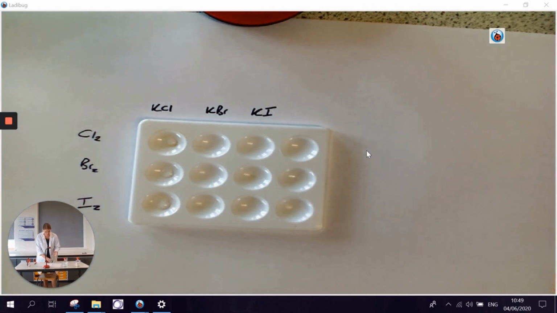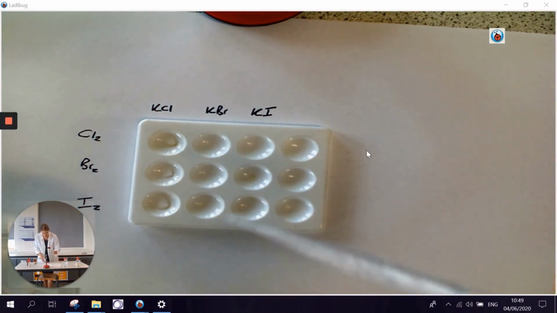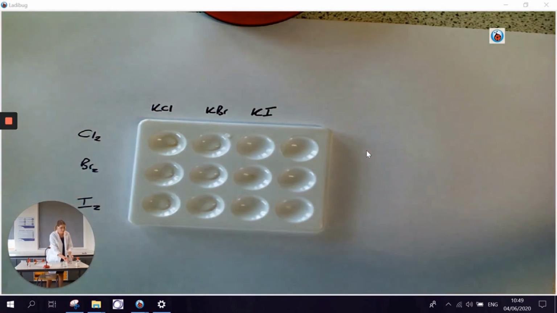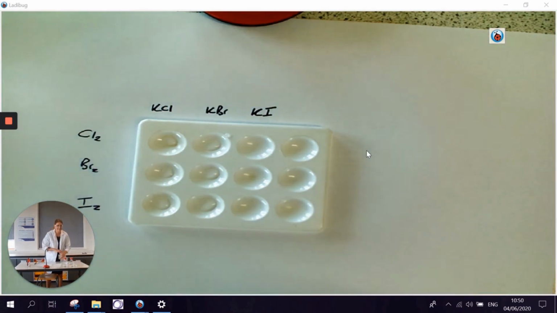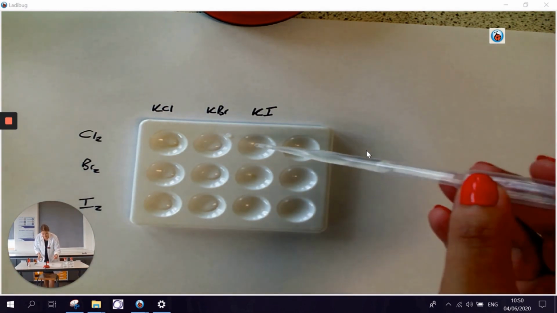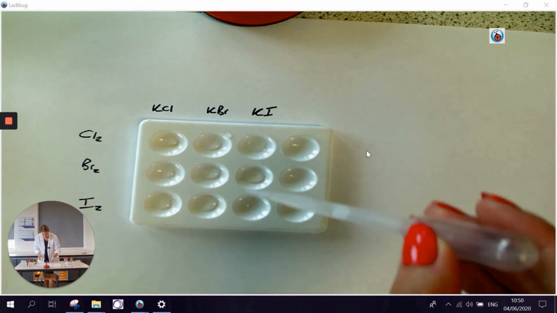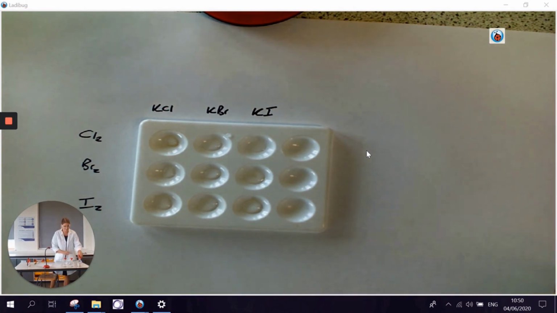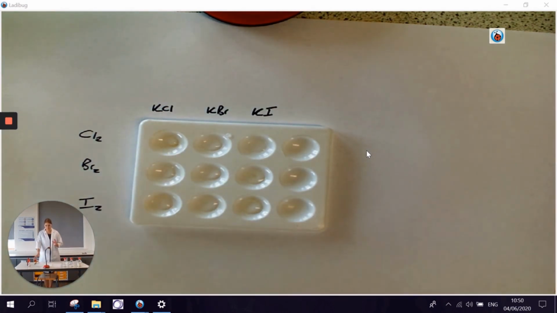Then I'm going to add a few drops of potassium bromide. Notice that I'm putting the lids on every bottle after I've used it because that's just good, safe lab practice. And then a few drops of potassium iodide. So now I've set those up, I'm going to add in a row a few drops of the chlorine water. And remember, I'm looking for a colour change.